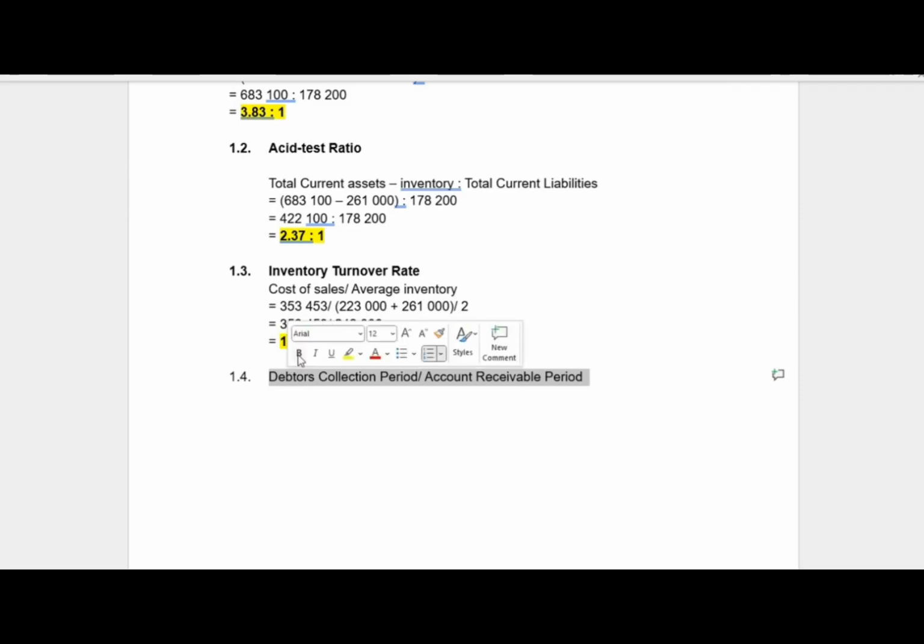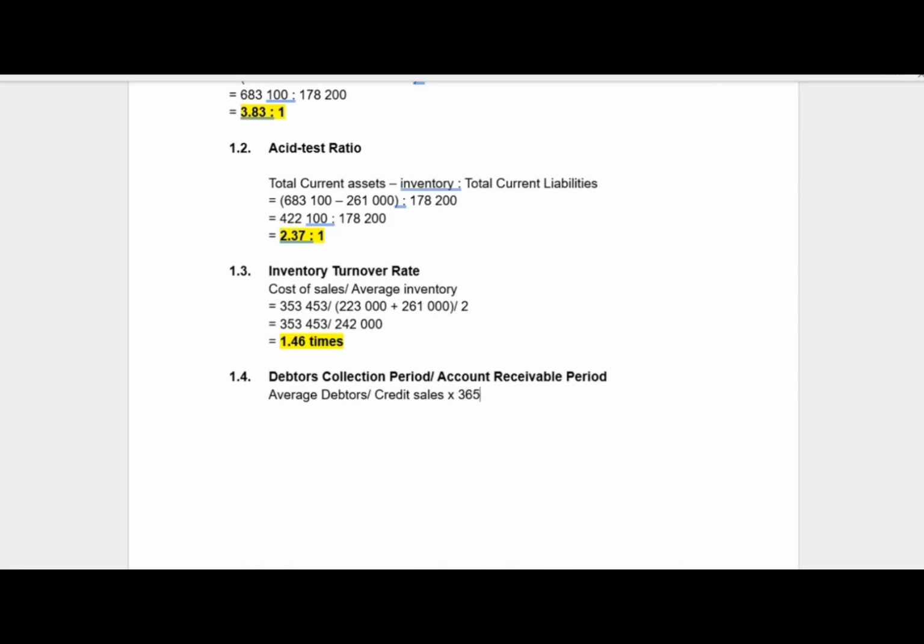What is the formula for this one? It is going to be average debtors, or average accounts receivable. So the formula is average debtors divided by credit sales, multiplied by 365. Remember, you're calculating the period in days, so multiply by 365 days.